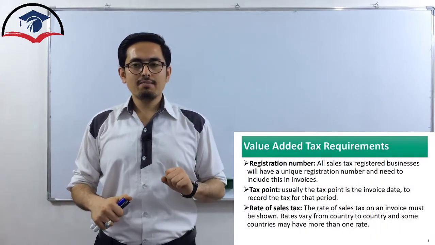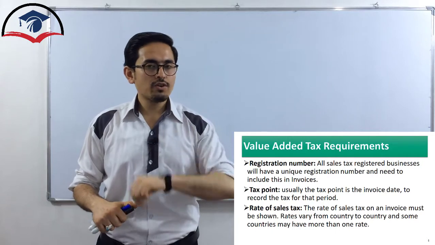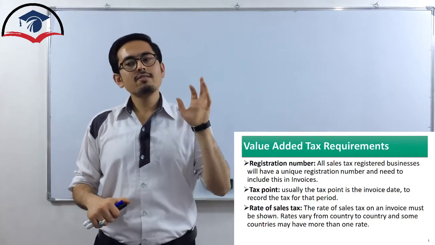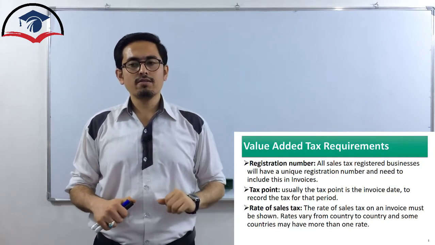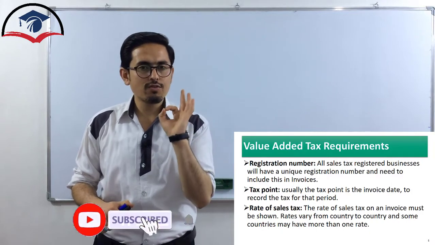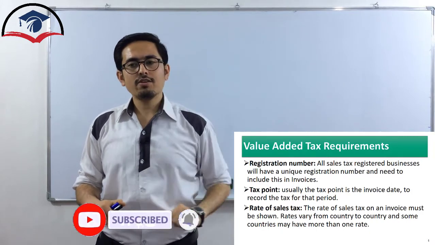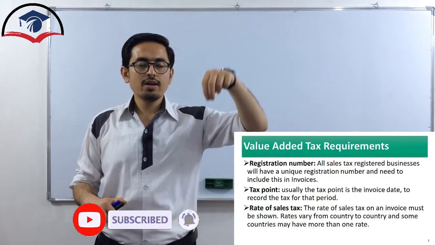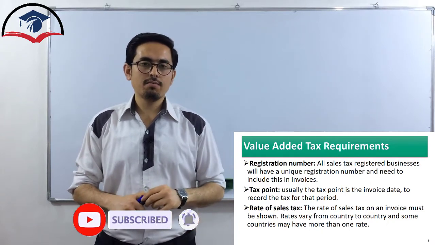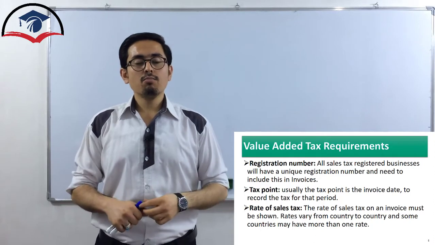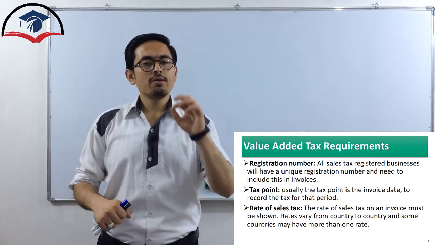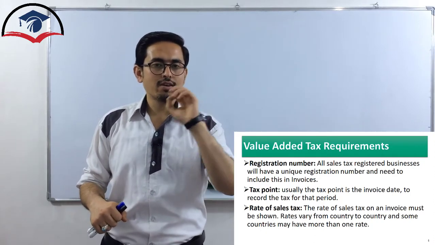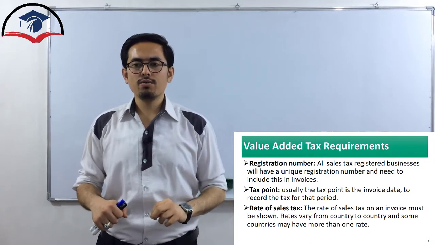Value-added tax requirements. First of all, the registration number is required. All sales tax registered businesses have a unique registration number given by the tax authority, and they need to include that number inside the invoice of the company, and even in most of the documents related to value-added tax and taxation of the company.